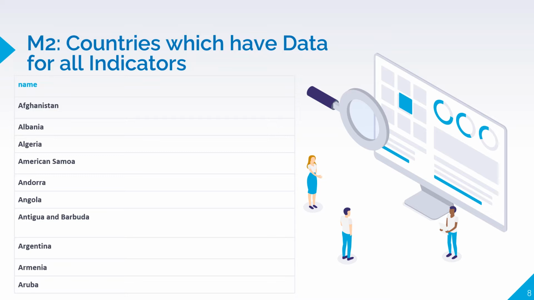For M2, we have countries which have data for all indicators. We found that data is available in 213 countries for all indicators. This means that each of these countries had data for population total, population density, hospital beds, air passengers, and GDP at some point between 1915 and 2018.